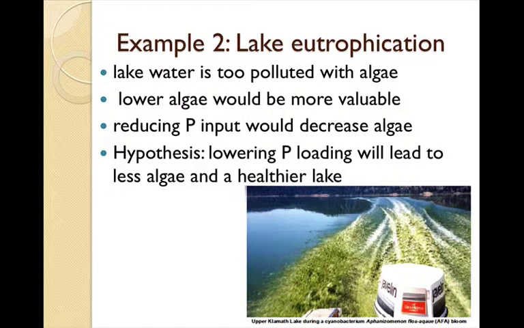The lake is polluted with algae, and the idea is that if there were lower algae, the water would be more valuable. So this is the value statement that comes in. If the water had much less algae, we could swim and recreate and use the water for other water purposes, rather than, right now it's really only useful for farming. And so the hypothesis is reducing the phosphorus input would decrease the algae.